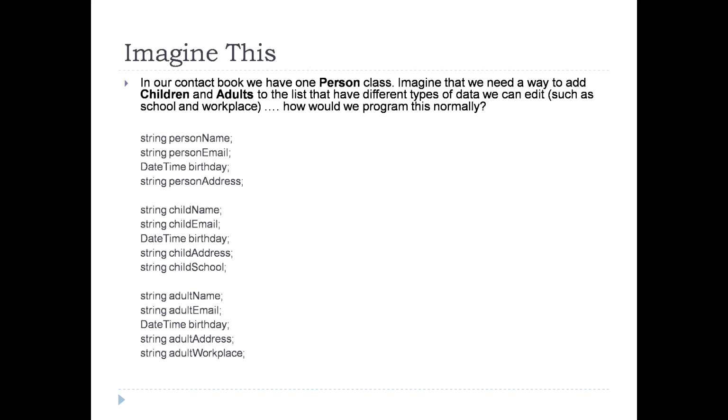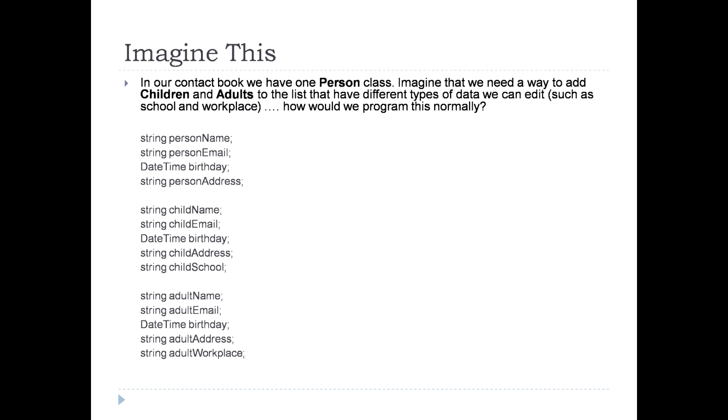So let's pretend that we're still working on our contact book from our last couple of videos. Let's pretend that we still have our class called person, and now we want to add children and adults to our list. Whenever we add a child to our contact list, maybe children have specific information that we want to save on top of the name, email, birthday, and address. Maybe if you're a child, we want to store the school that this child is going to. And if we specify that the person is an adult, maybe the additional information is we want to save the workplace that this person works at.